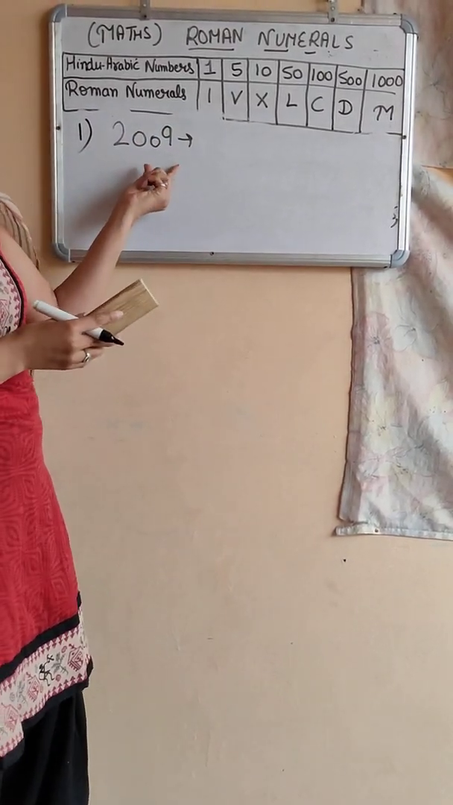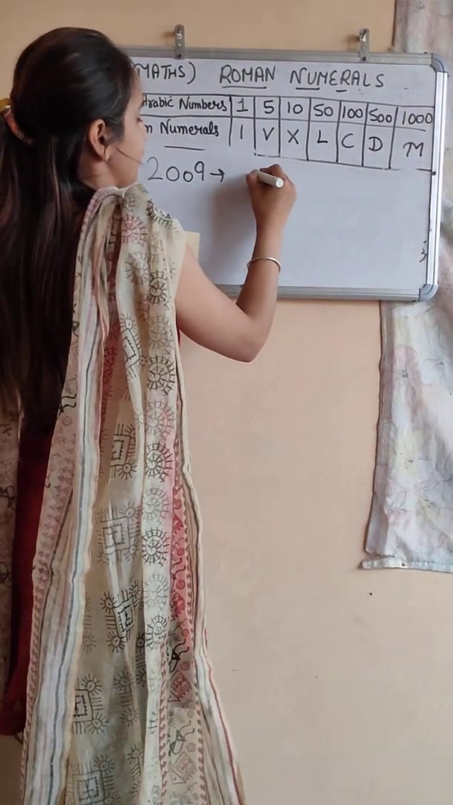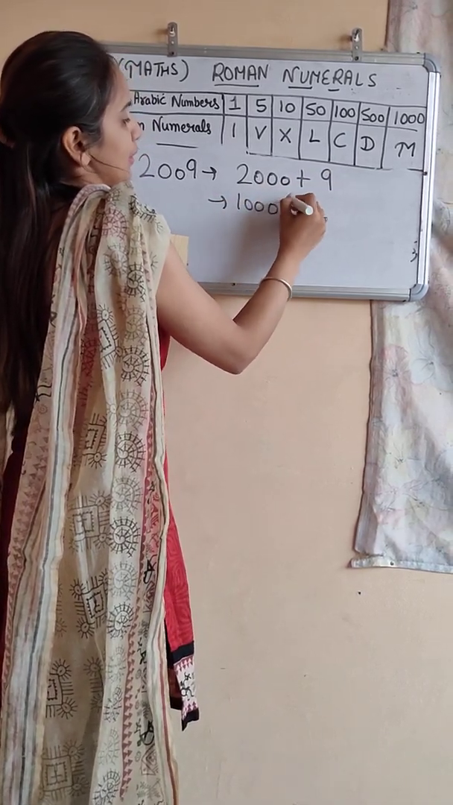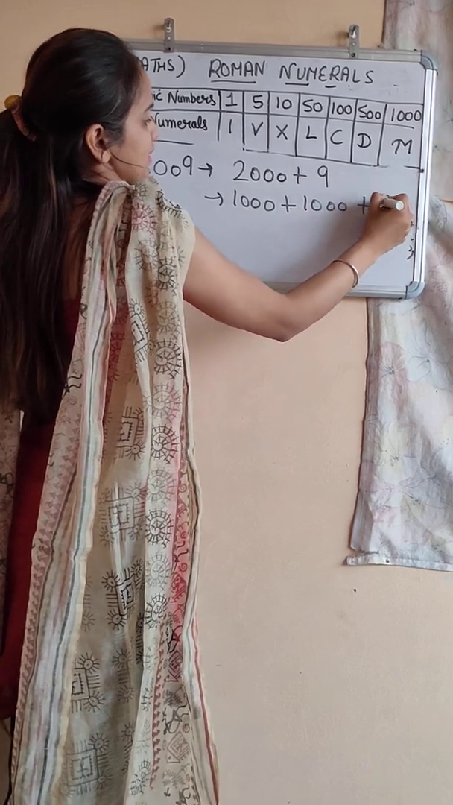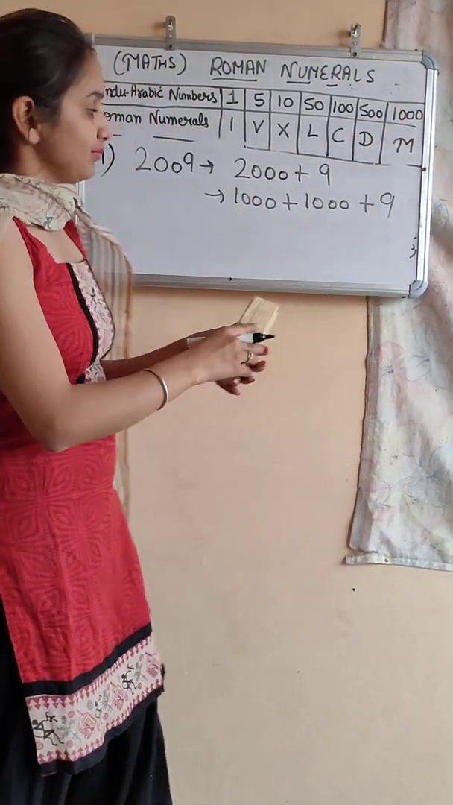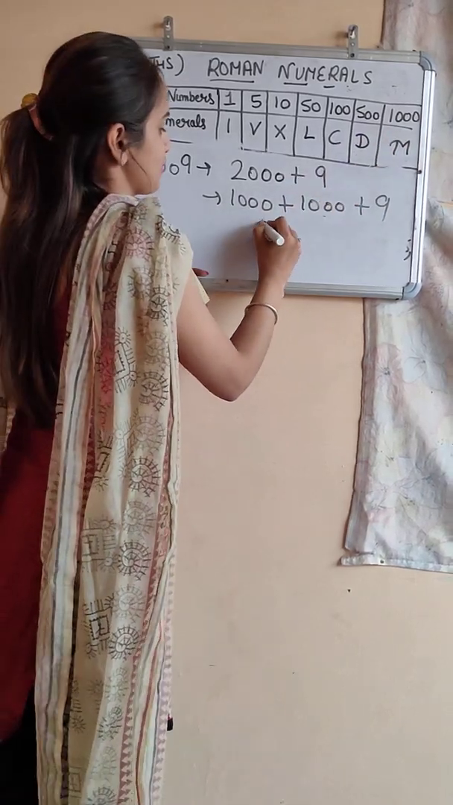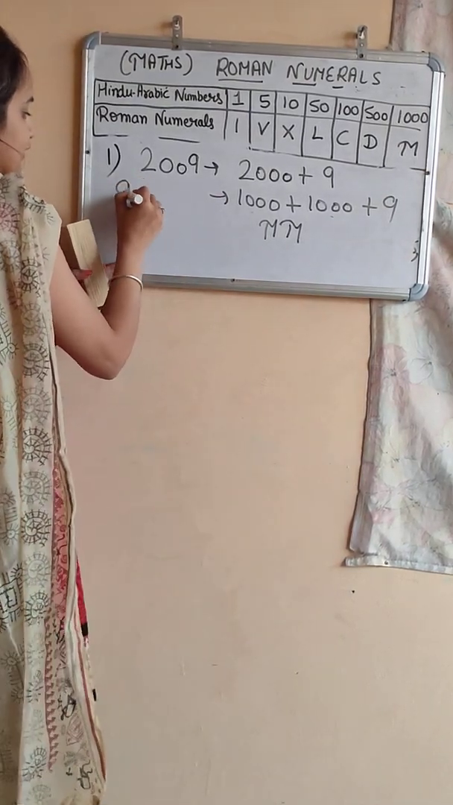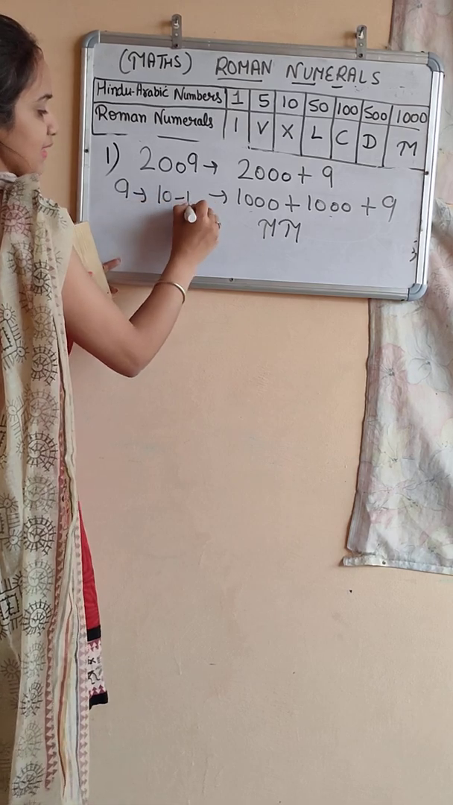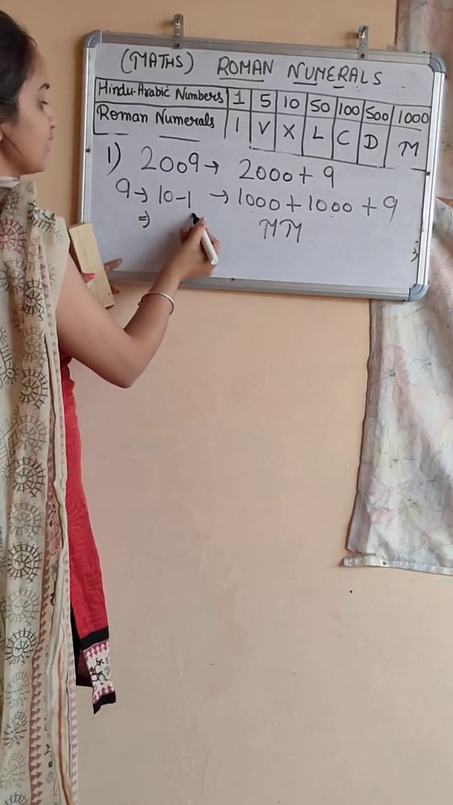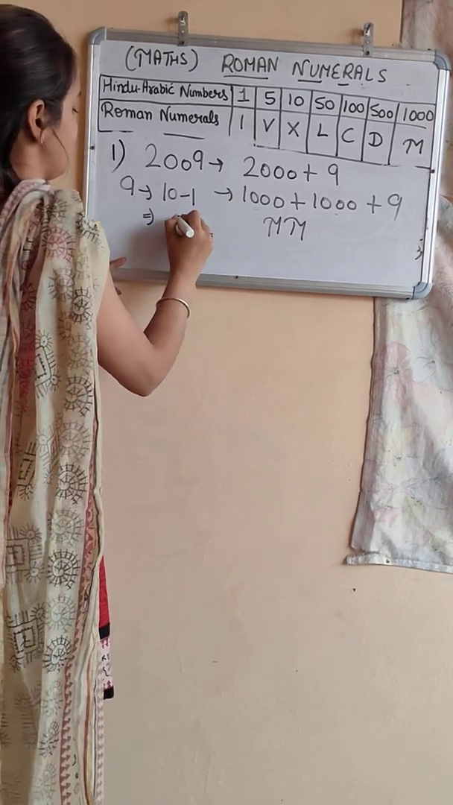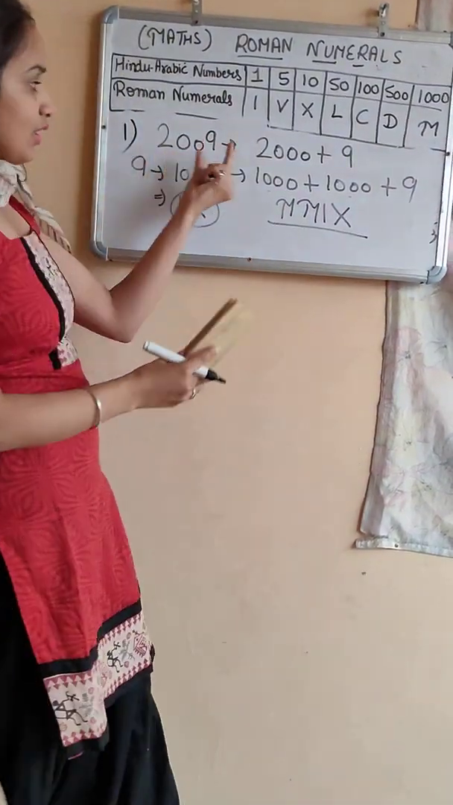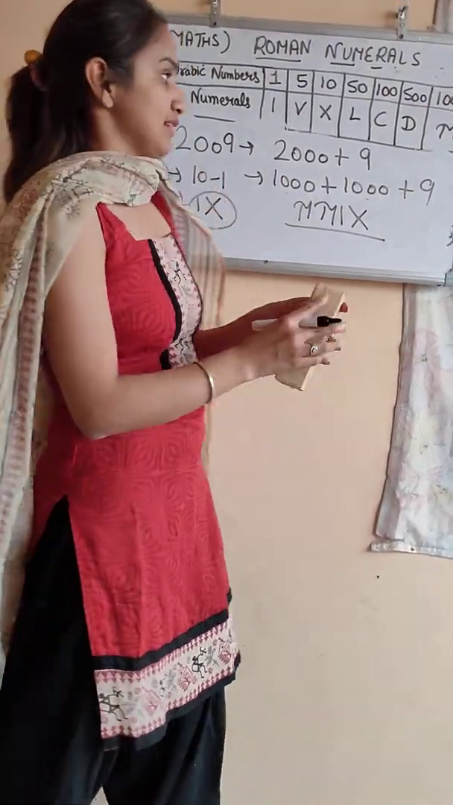Okay. Let us take one more example: 2009. How will we write 2009 in Roman numerals? See, first we will break this: 2000 plus 9, and 1000 plus 1000 plus 9. So the 1000 symbol is M. Because this is 2 times, we can write a symbol 2 times: MM. And 9, how will we write 9? This is 10 minus 1. So for minus, we will write the smaller value before the greater value. So IX. So MMIX. This is our 2009 in Roman numerals.